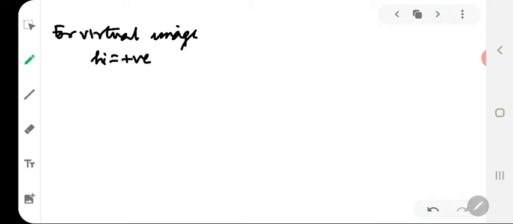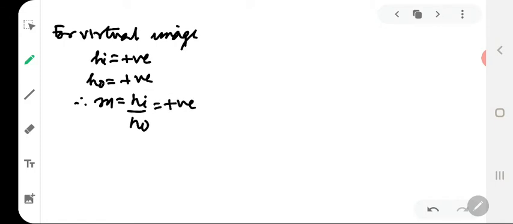Now for a virtual image, Hi will be positive, and obviously height of object is always positive. So magnification, that is Hi by Ho, should be positive. In other words, if the magnification has a plus sign, then the image is virtual and erect.